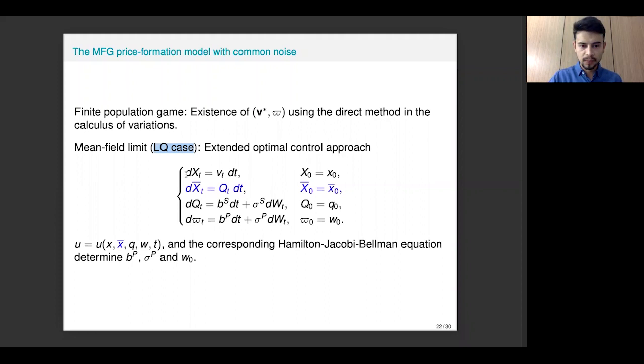So you consider not only a representative player, but also the mass, the population of players. You have this SDE for the supply, and you assume that there is an SDE for the price. And using the balance constraint and some steps in between that involve the Hamilton-Jacobi equation for the value function in this extended space, you can actually find the corresponding drift and volatility of the price to recover this SDE.